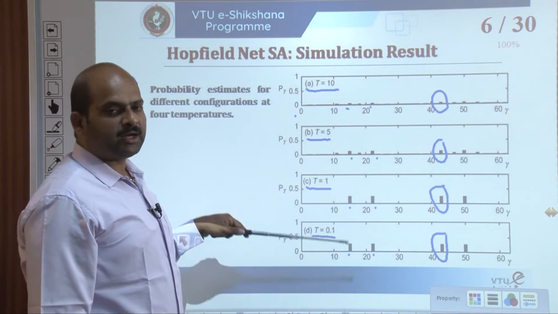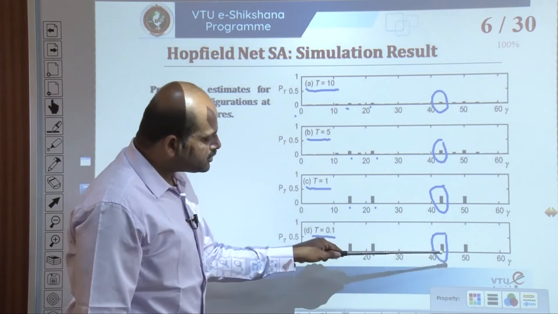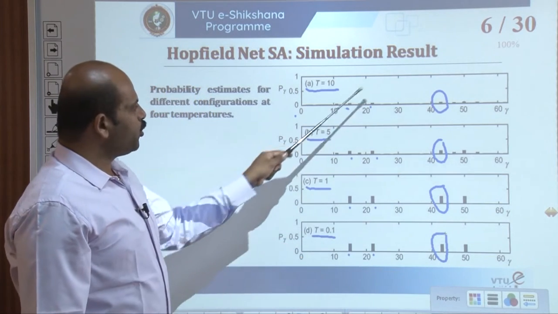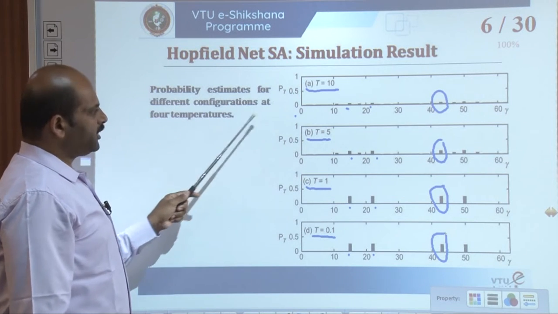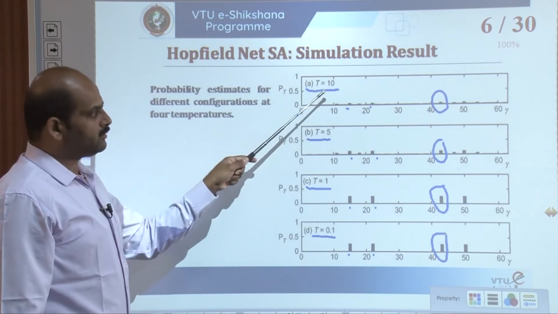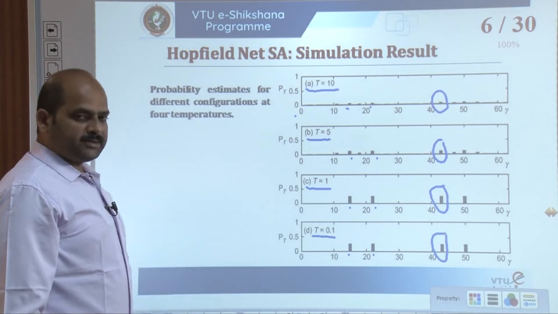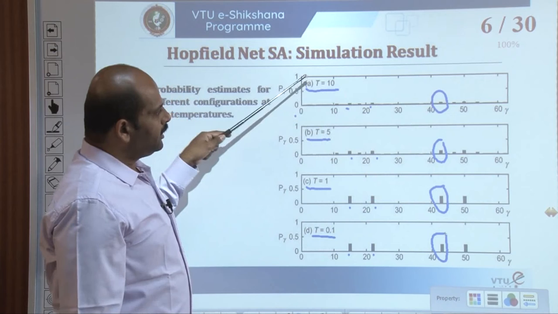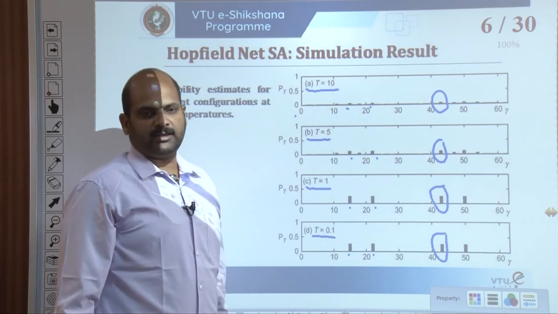As the temperature is reduced, the probability of the system being in a lower energy region increases. Understand? So this is the most important thing. That's why I say that the probability estimates for these different configurations are shown with four different temperatures, T equal to 10, T equal to 5, T equal to 1 and T equal to 0.1, whereas the energy levels increase when the temperatures are lowered.